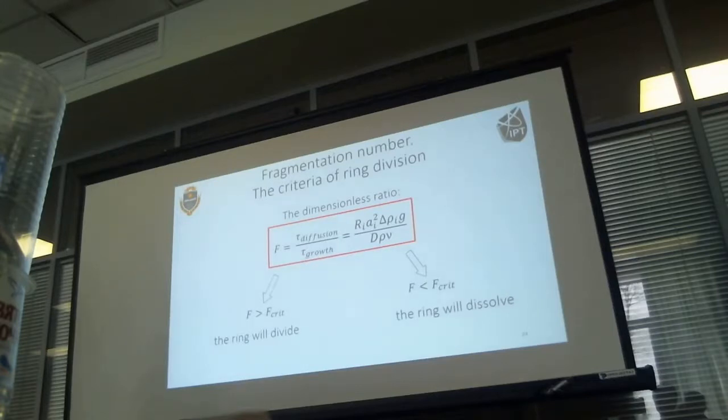To quantify the process of division, we use such criteria. We use the dimensionless ratio between the time of diffusion and the time of growth. If the fragmentation number is higher than critical, the ring will divide, and in the other case, the ring will dissolve.